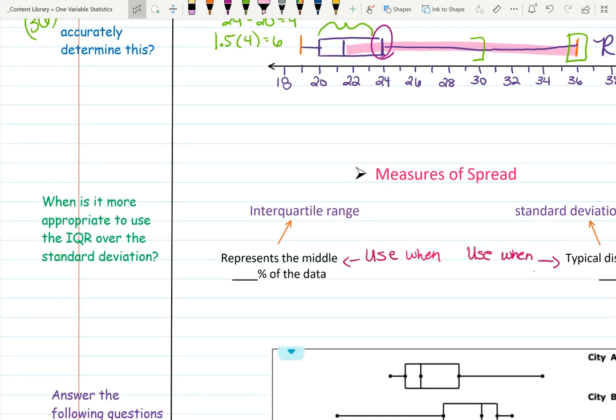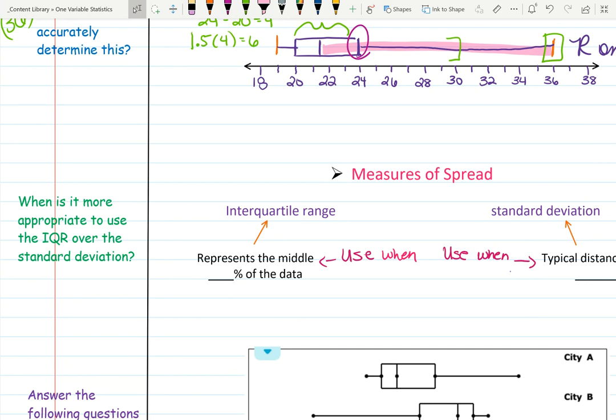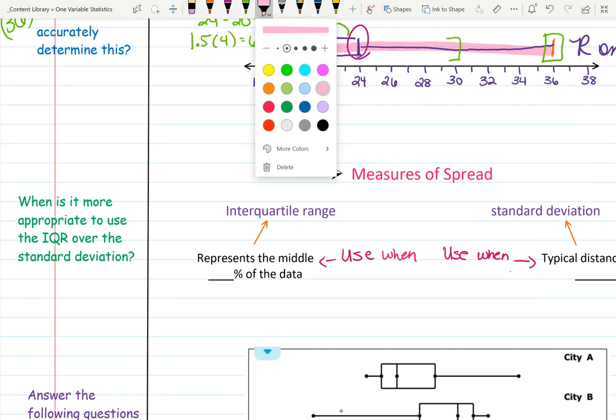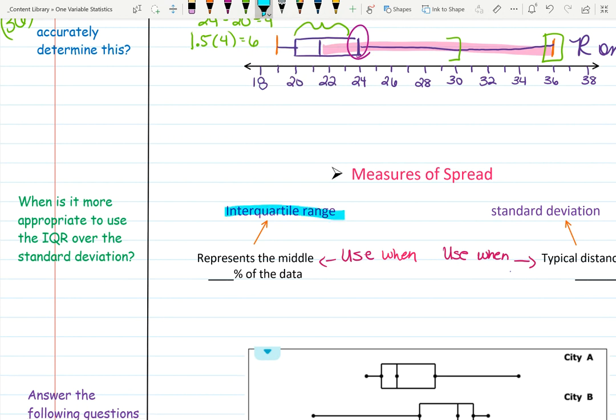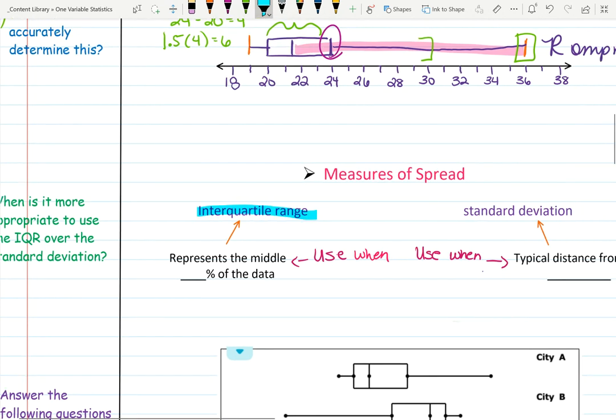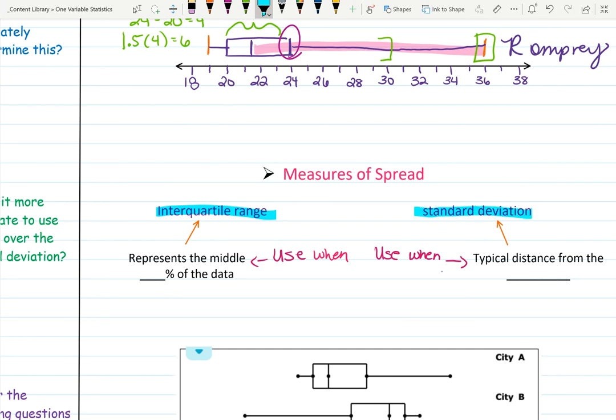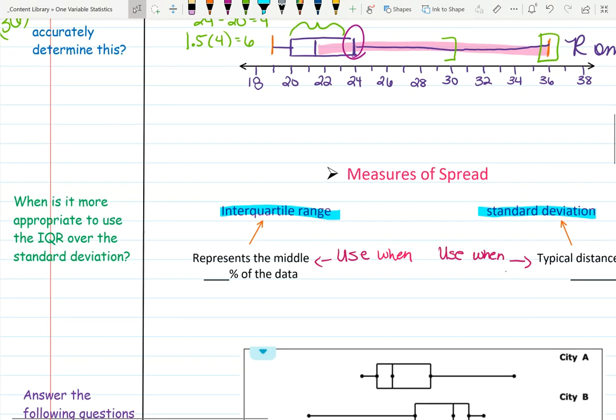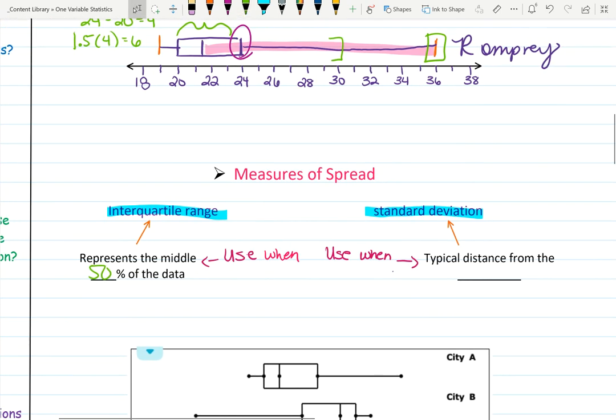So measures of spread. We have 2 measures of spread. We have the interquartile range, which we just talked about, and we have standard deviation, which we're going to get more into next week. When you want to use the IQR, it represents the middle 50% of the data. Now, the standard deviation is the typical distance from the mean.